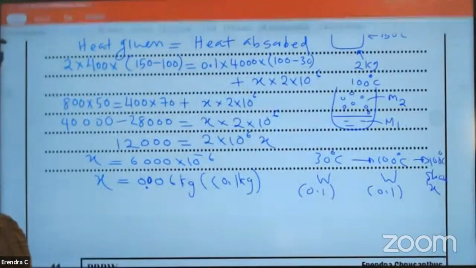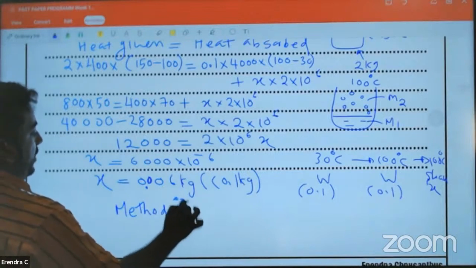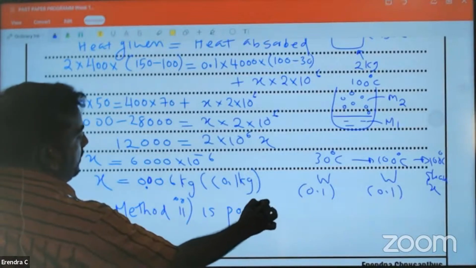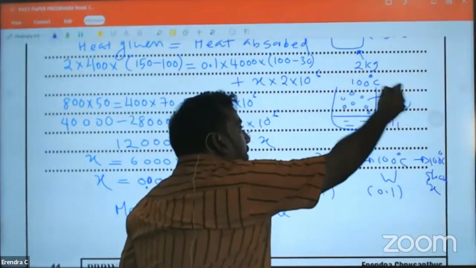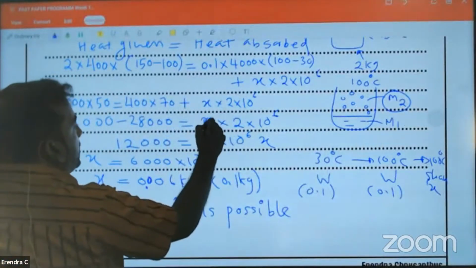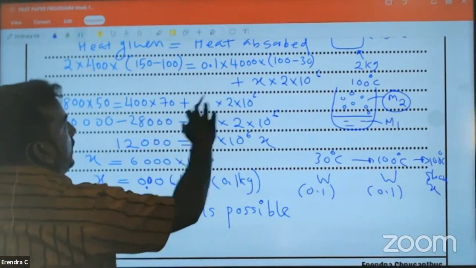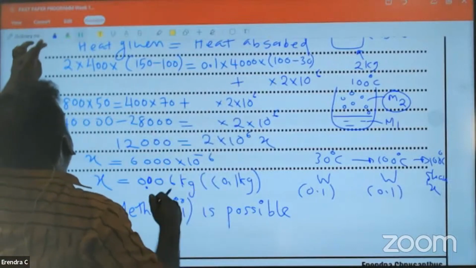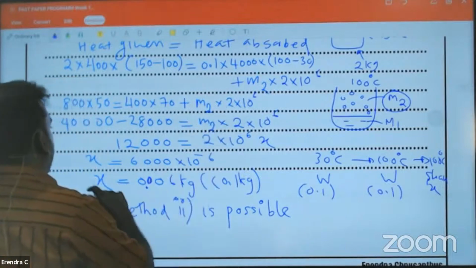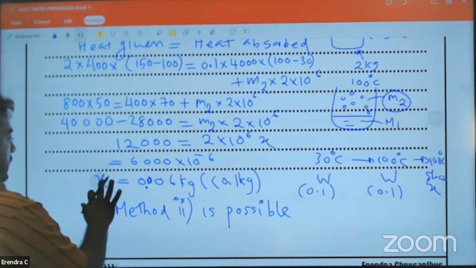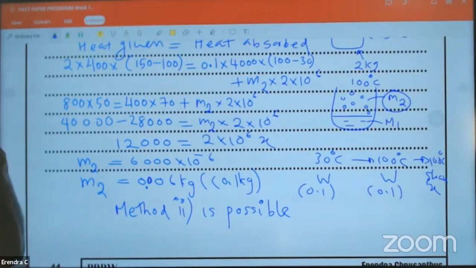So you can write here: method 2 is possible. You have shown that the amount that became steam, that means M2 here. Here you put X, no? I'll remove the X and put M2 below. Here M2, here M2, finally also here M2. There you go.